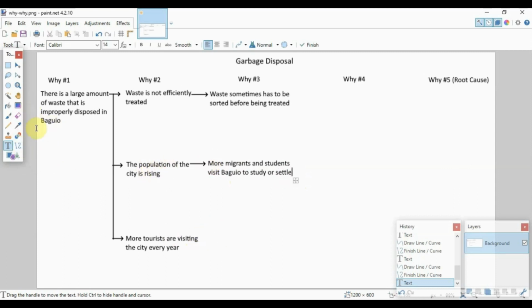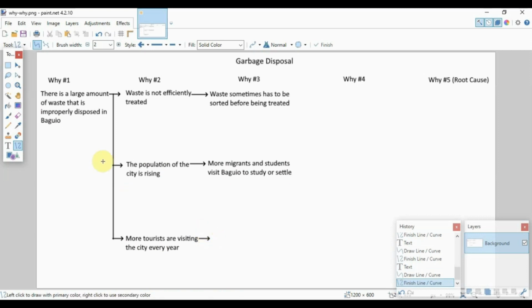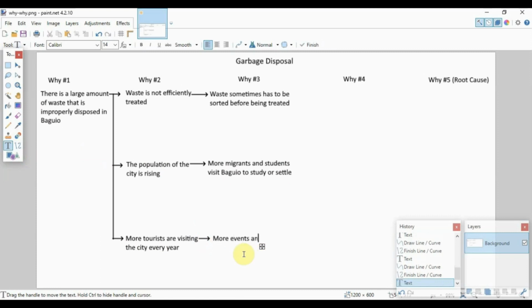Now let's go to the third one. More tourists are visiting the city every year. Why? What could be the reason? Let us try to answer that. Well, the answer could be this. More events and festivals are expanding to reach and tap into more tourists. In other words, many of the festivals are trying to accommodate more and more tourists, more and more visitors, both outside Baguio and outside the Philippines, in order to bring them to view and to enjoy the different events and whatnot that we have here in Baguio City. So, this is now our third level of why.